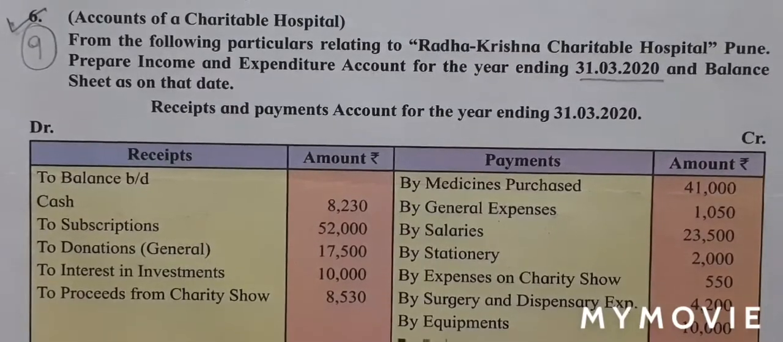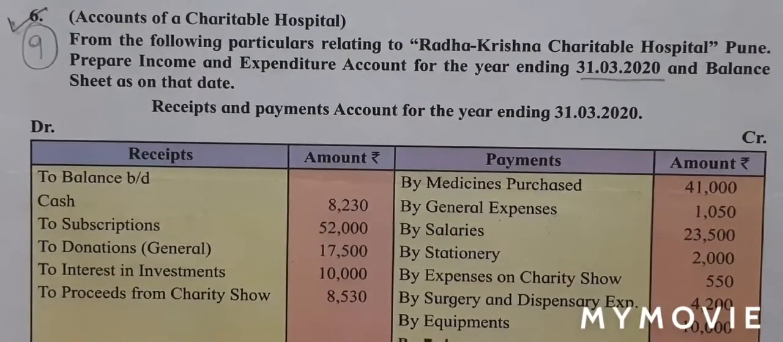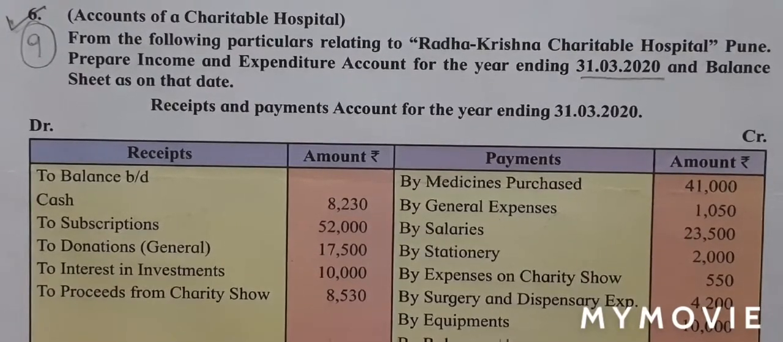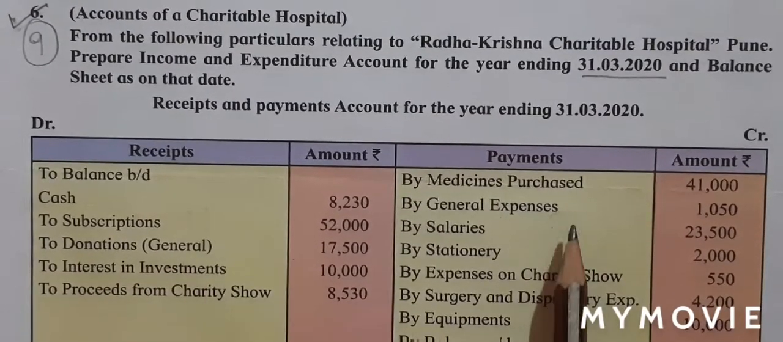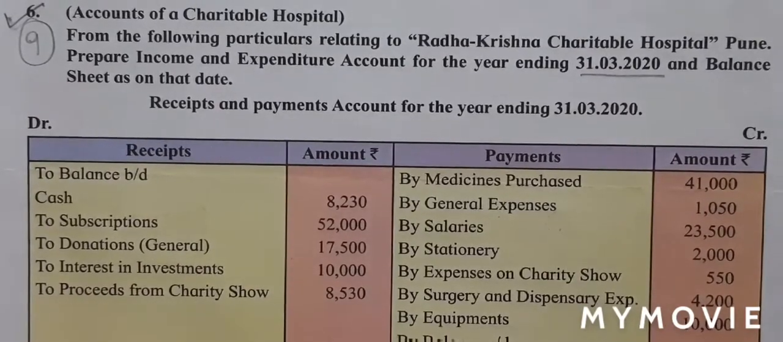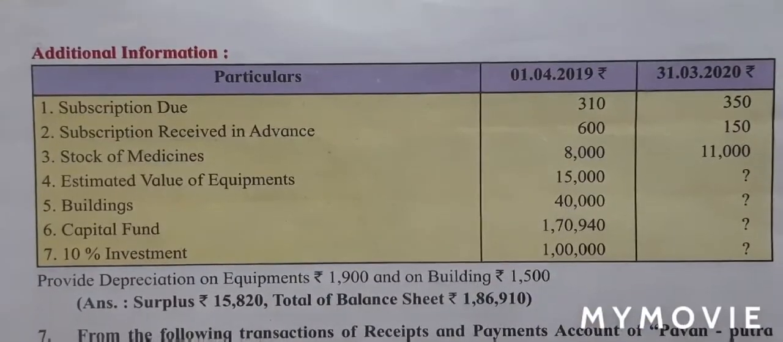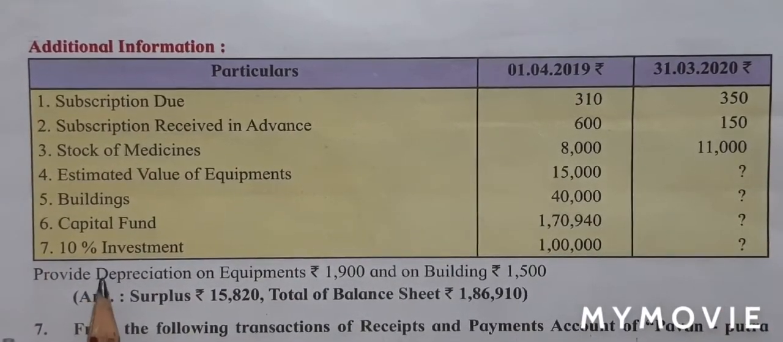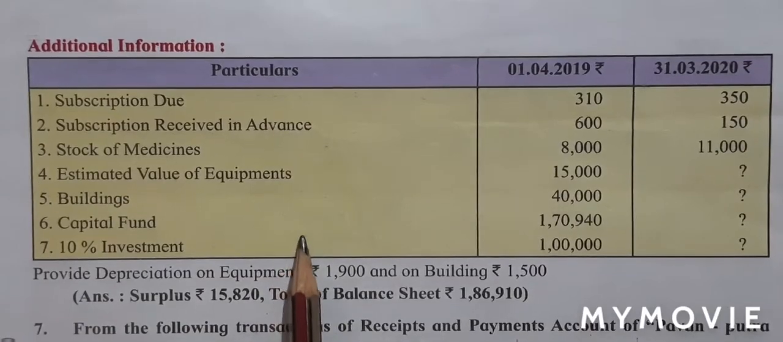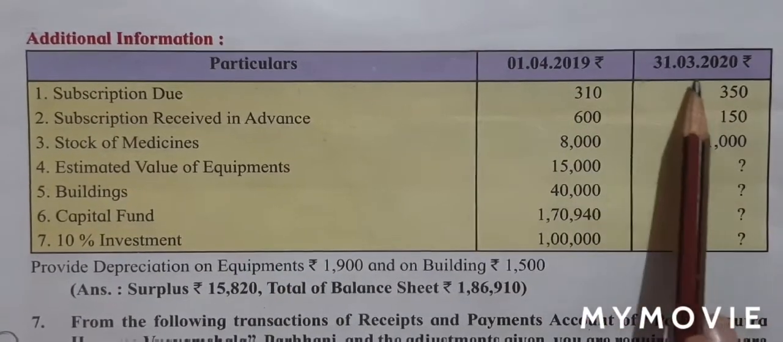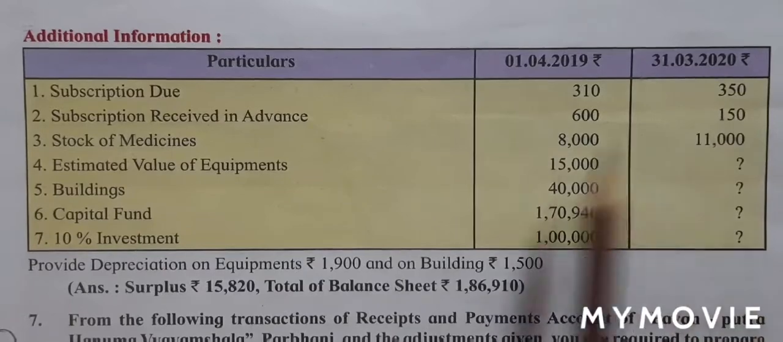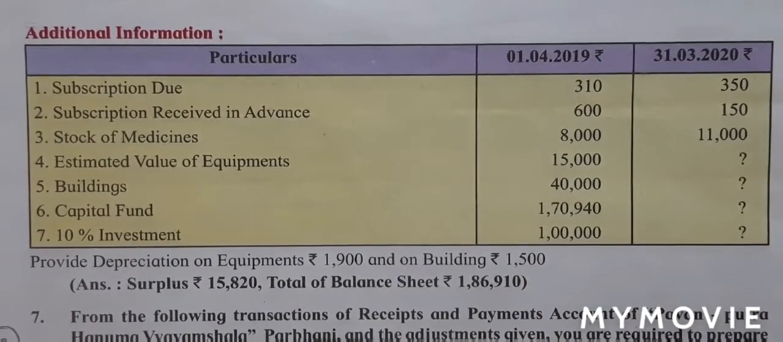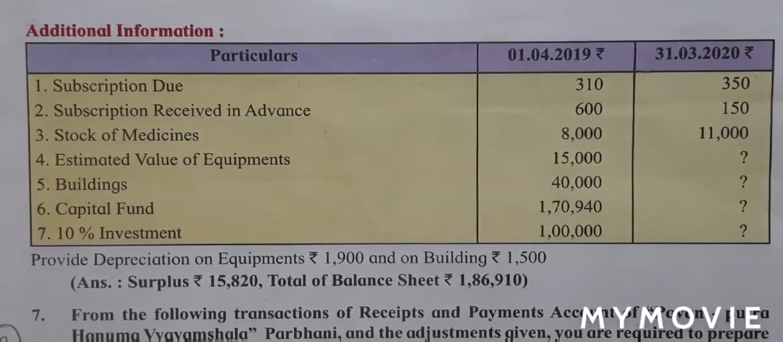Before we go ahead reading the question, I want you to look at this question. It is a third type of question wherein receipts and payment account is given, and then they have given us additional information in the form of a table wherein particulars is given, opening balance date is given, closing balance date is given, and some information is given. So let's begin with step number 1, that is identification.